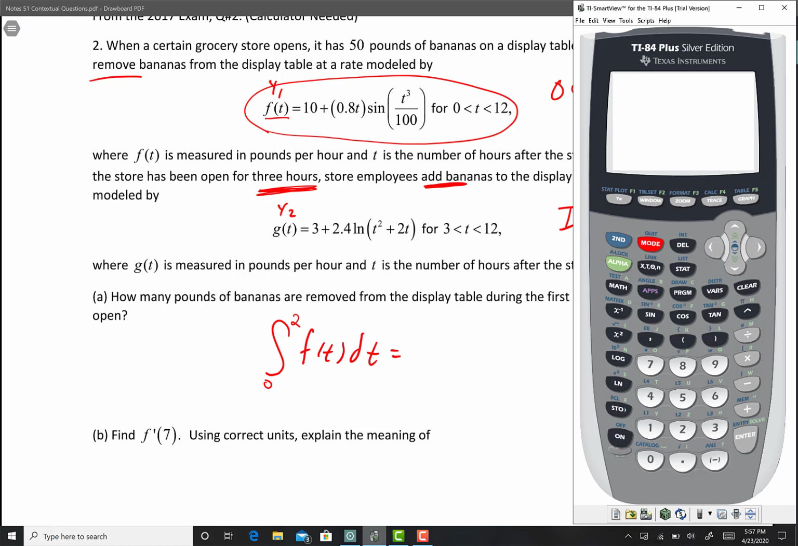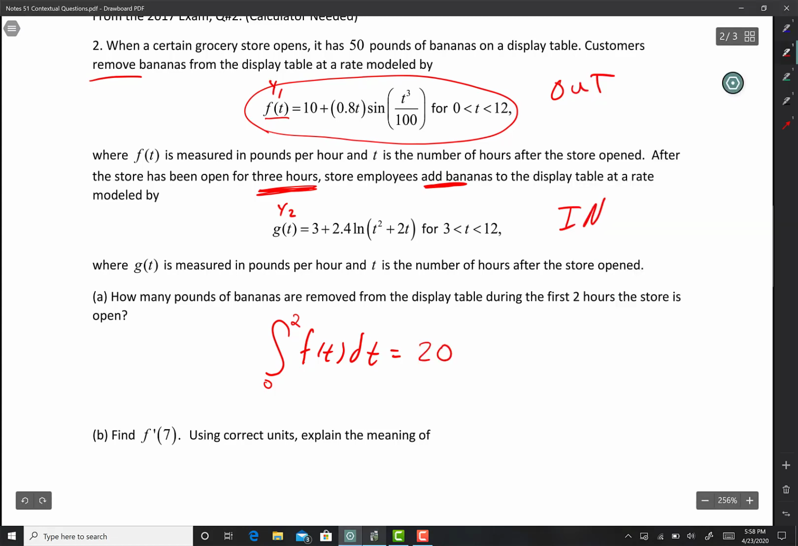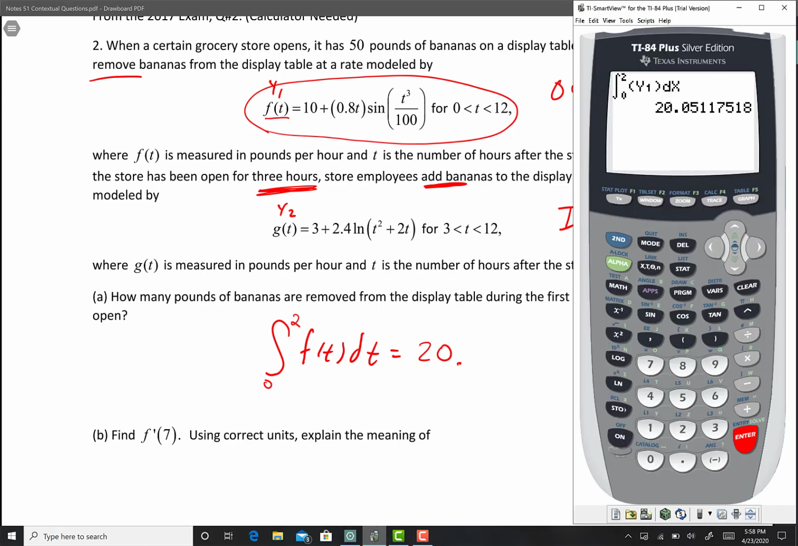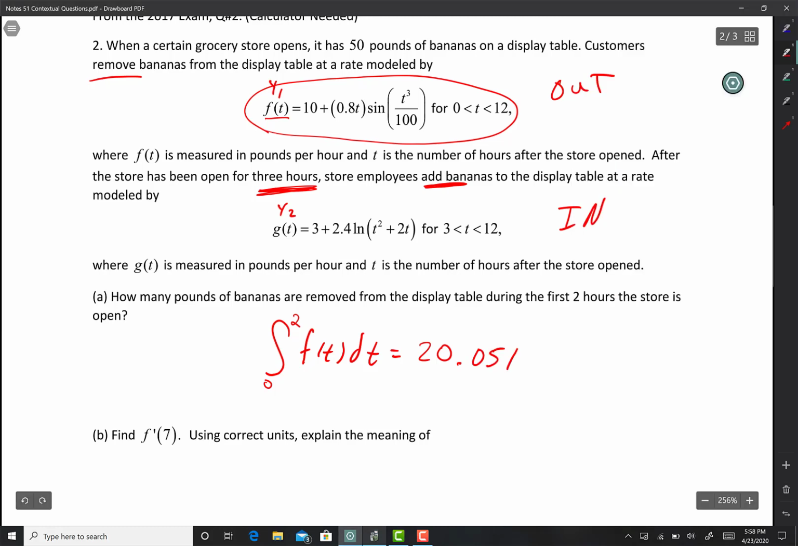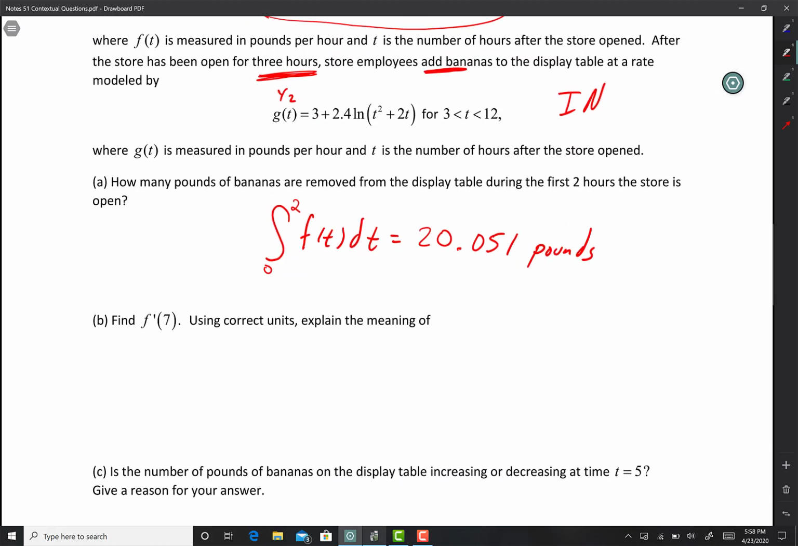So I'm going to take my calculator out. I have that in Y1, so I'm going to go math 9, 0 to 2, and alpha calc. There we go. Y1 with respect to x. Enter. 20.051. Did they say anything about units? Pounds. Done. All right. Find f prime of 7 using correct units.